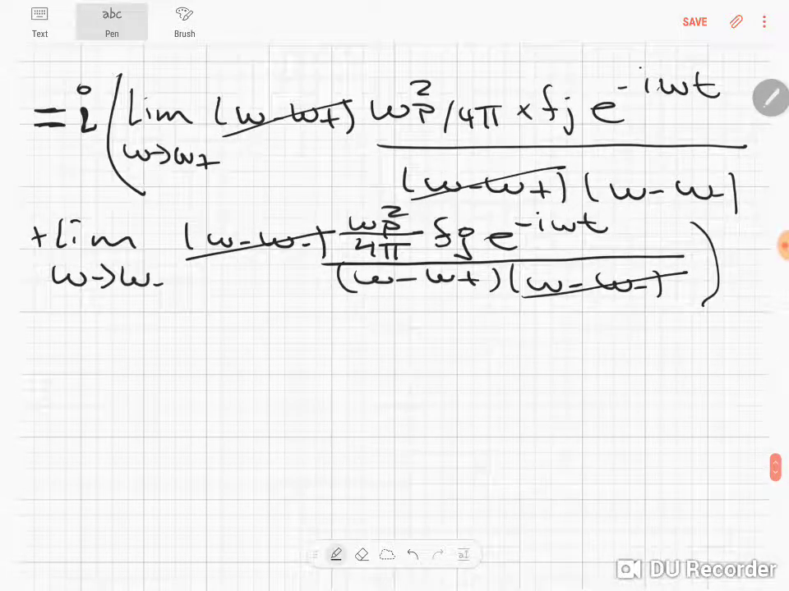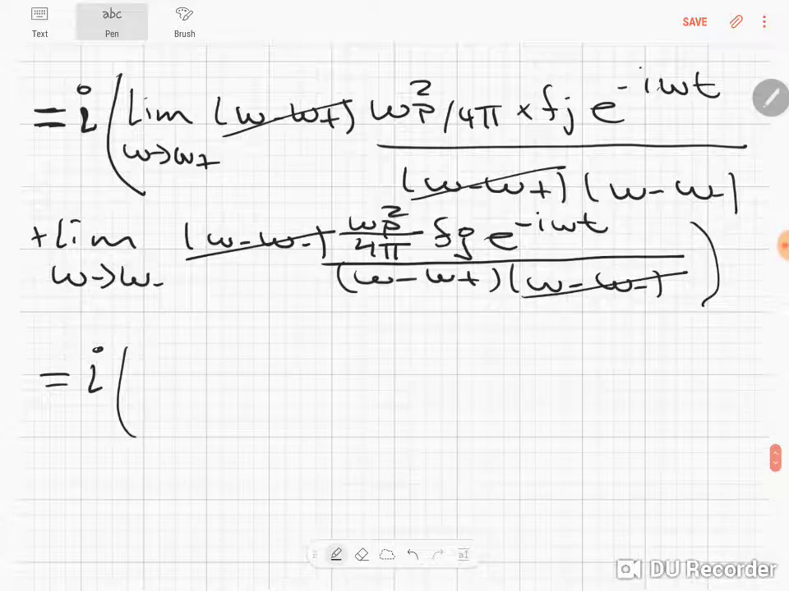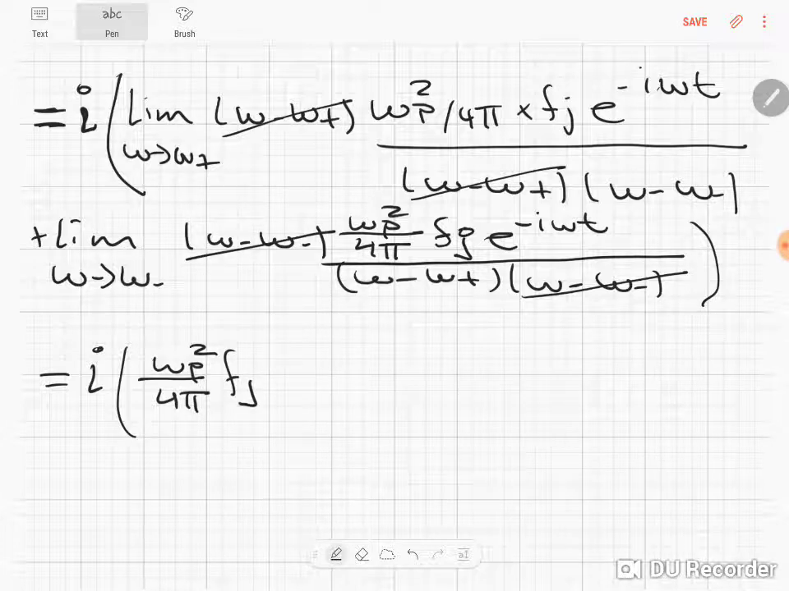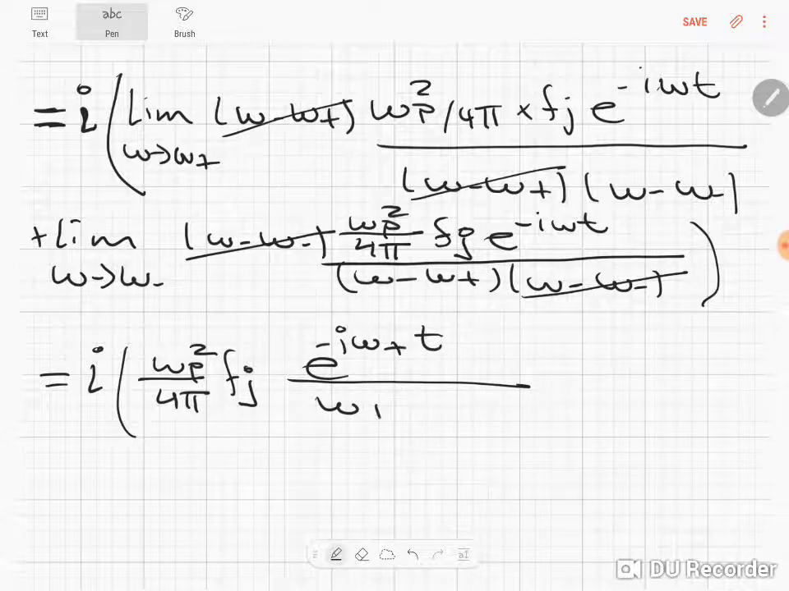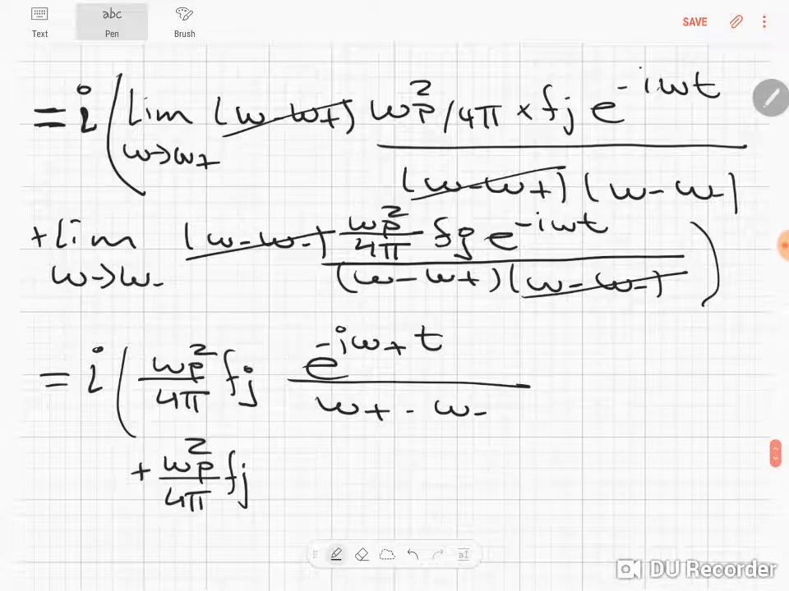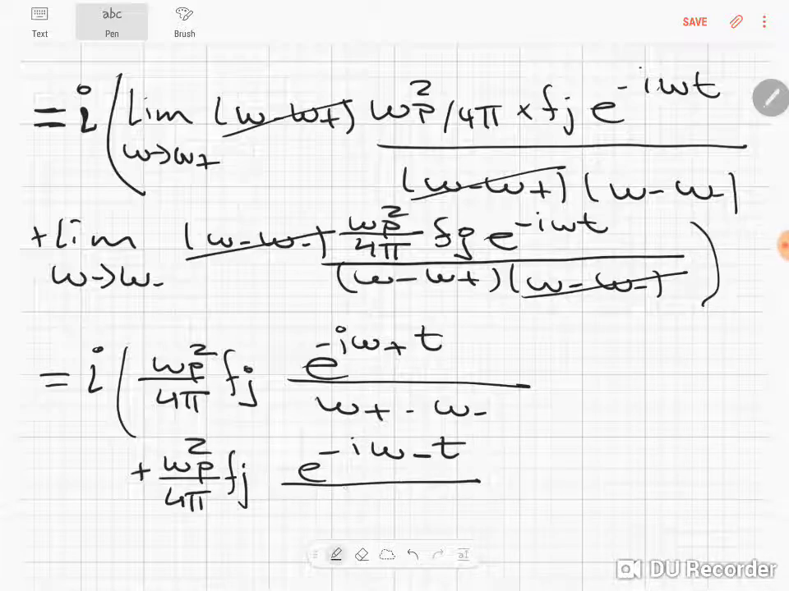Let's see then what we're left with. Here we're left with omega minus downstairs. So if we replace everything with omega plus here in the first residue, we get i, we get omega p squared divided by 4 pi f sub j, we get e to the minus i omega plus t divided by omega plus minus omega minus, and we get here plus omega sub p squared divided by 4 pi f sub j, we get e to the minus i omega minus t divided by omega minus minus omega plus.